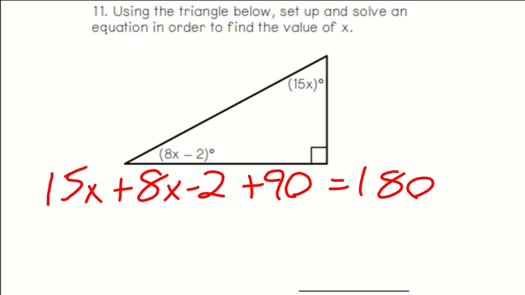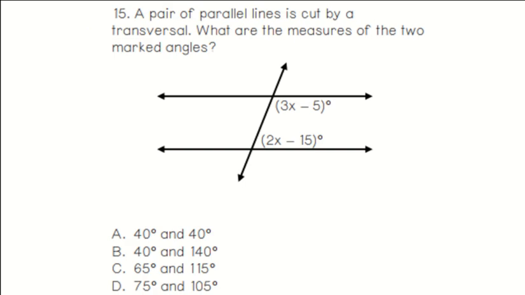90 is from that little square. Remember that little square means 90 degrees. We need all three angles. Are those two different or the same? Those are different.